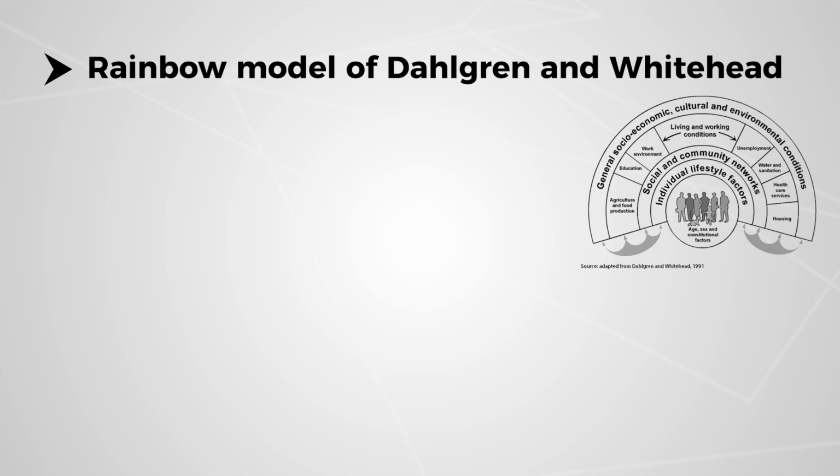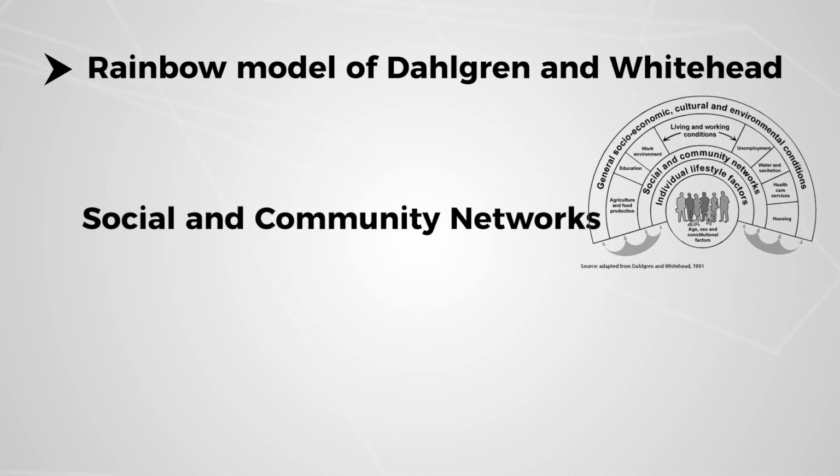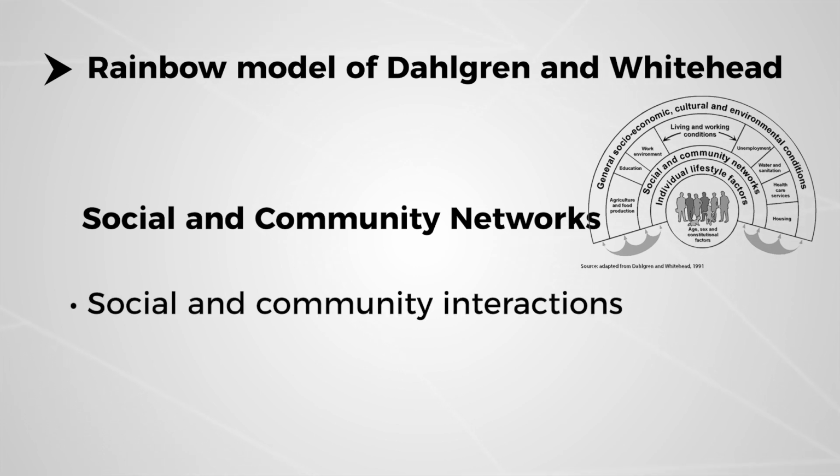The next layer is social and community networks. It surrounds the individual layer and includes social and community interactions such as family, friends and social support systems. These relationships can have a significant impact on health by providing emotional support, practical assistance and influencing behavior.